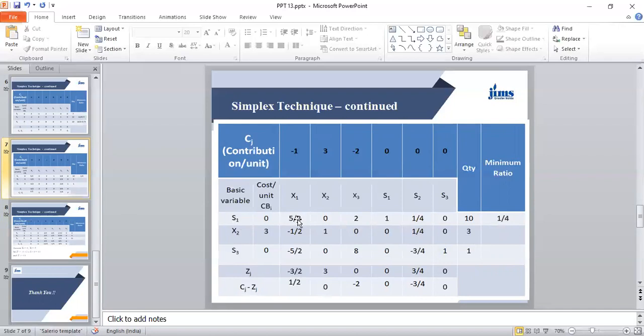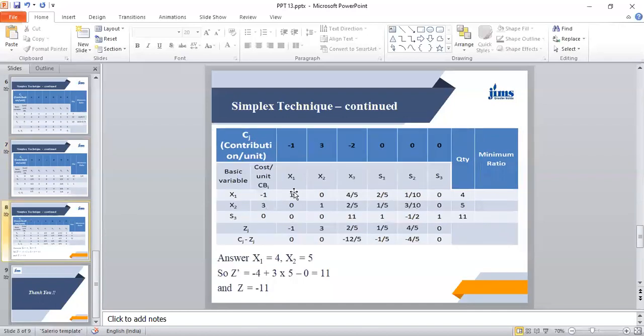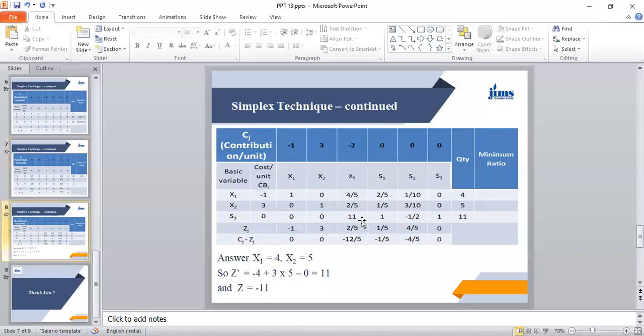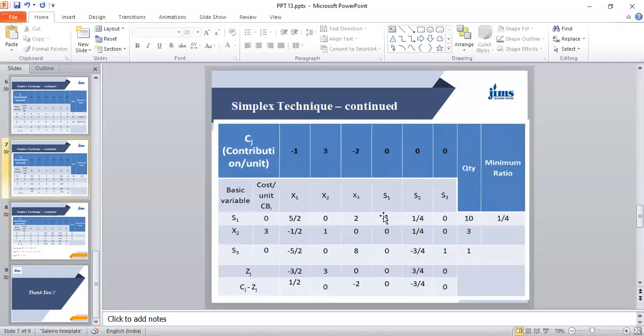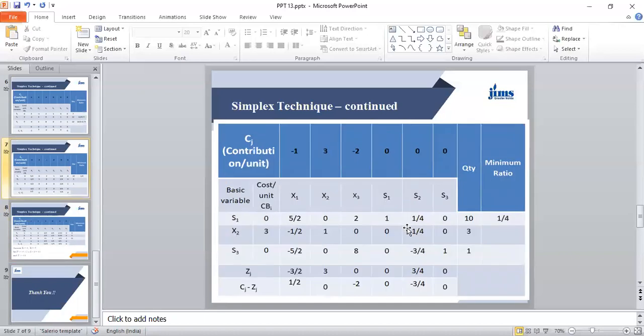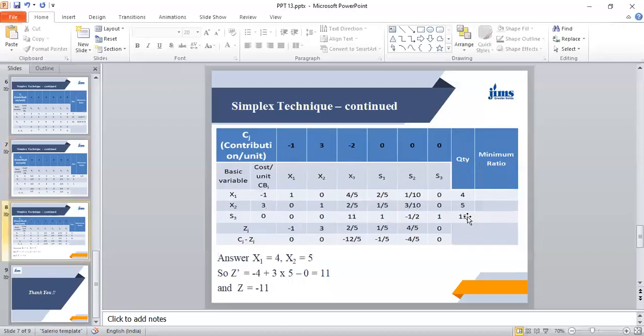So 5 by 2 divided by 5 by 2 is equal to 1, 0 divided by 5 by 2 is 0. So see here, 1 and 0. Then 2 divided by 5 by 2, 2 into 2 by 5, is 4 by 5. Then 1 by 4 divided by 5 by 2 means multiplied by 2 by 5, so it becomes 1 by 10. And 10 divided by 5 by 2 means this becomes 4.